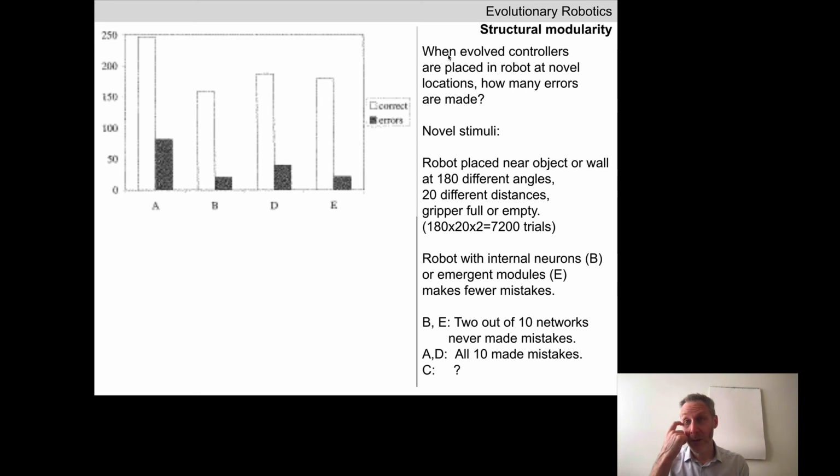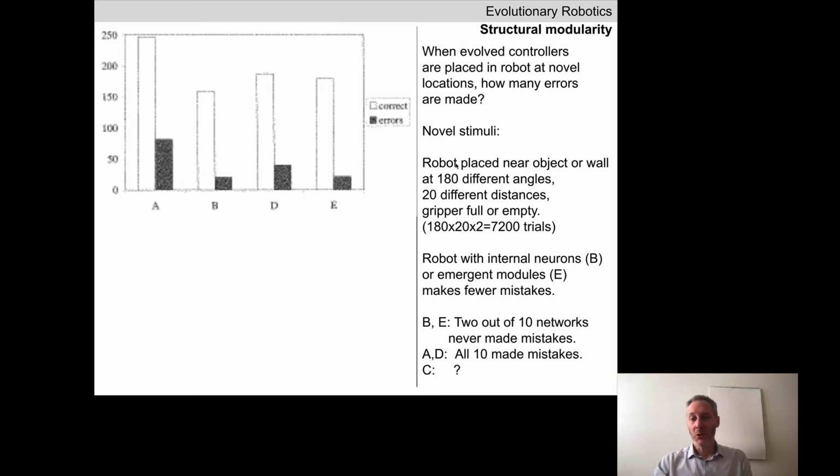The investigators started by asking this final question in this paper. When the evolved controllers are placed back into the robot after evolution, and the robot is placed in novel locations, how many errors are made? This is a big issue for robotics and AI in general. We can train our robots and AI all we want in the lab or train autonomous vehicles on the road. But what happens when our trained machines encounter a situation they never encountered during training before? How will they behave?